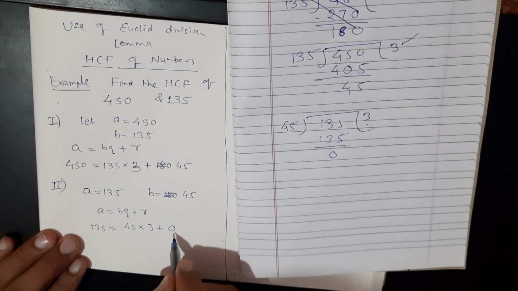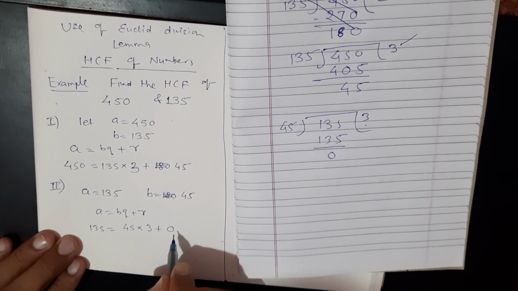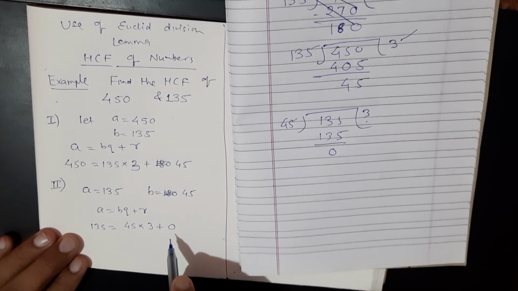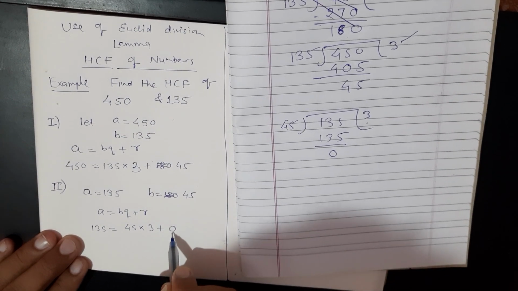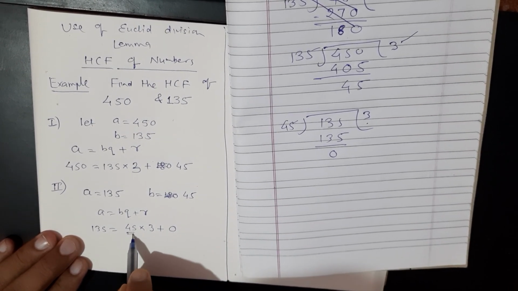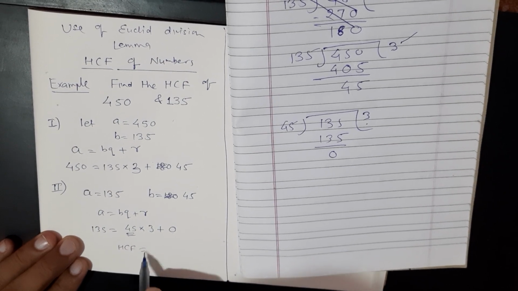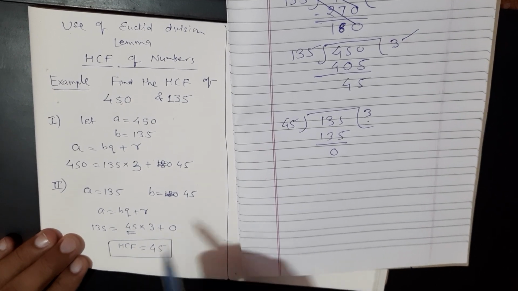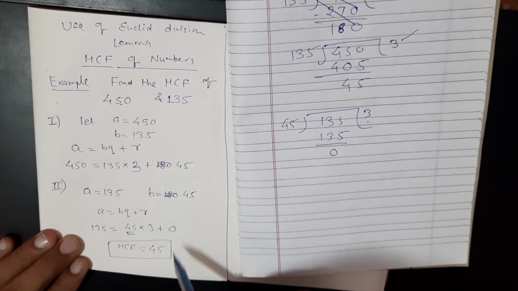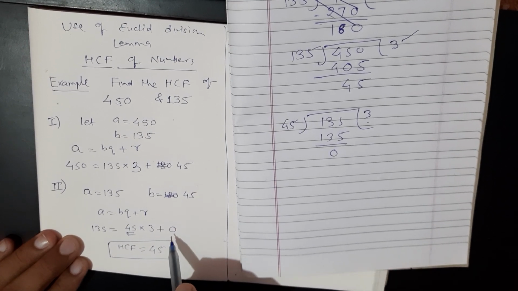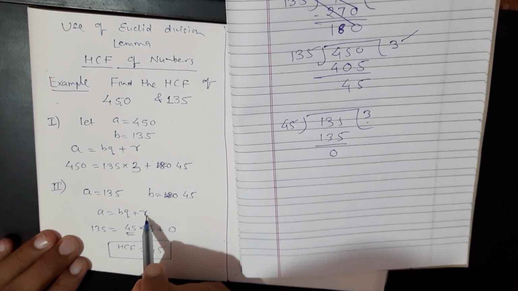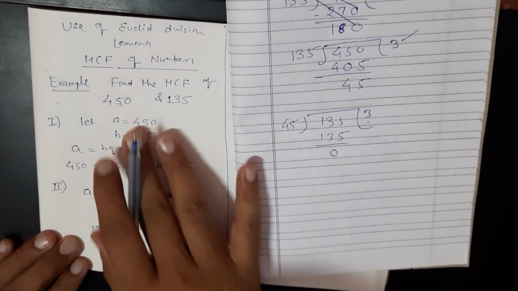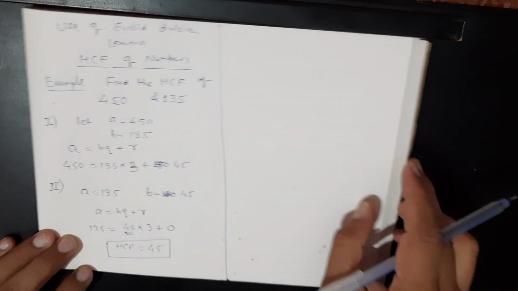That is the end of the procedure, and we are waiting for the remainder to become 0, meaning we have to follow the procedure until 0 comes as the remainder. When the remainder is 0, your B is the HCF of 450 and 135, and this is the answer. Again, look, this procedure will continue until 0 comes. When 0 comes as a remainder, your B is the HCF of the required numbers. So this is the example I took from my side only.